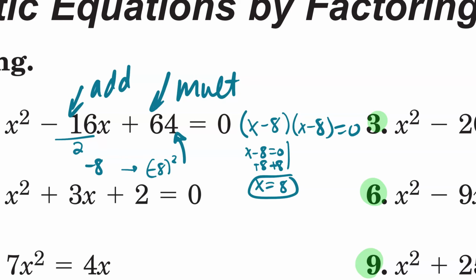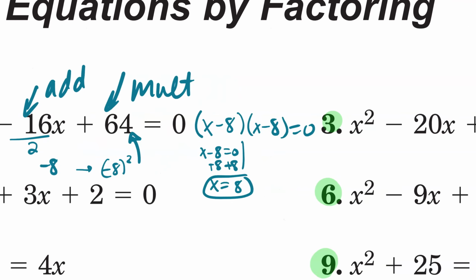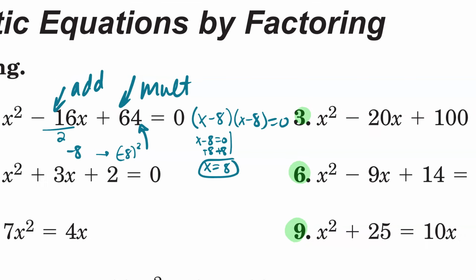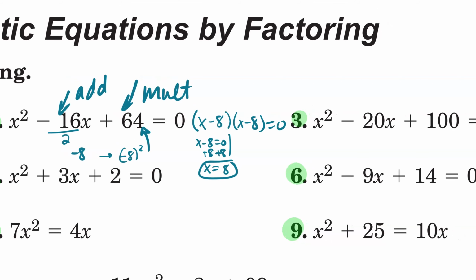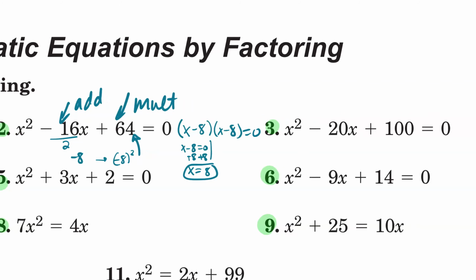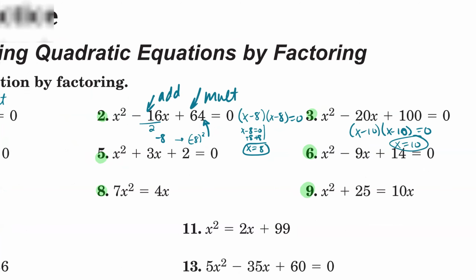All right, number 3. X squared minus 20x plus 100. Perfect square trinomial, because half of negative 20 is negative 10, and if you square negative 10, it's 100. So x minus 10 times x minus 10 equals 0, so you see x equals 10. Awesome.